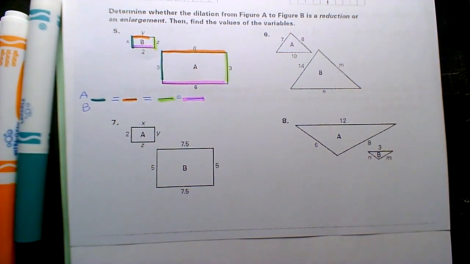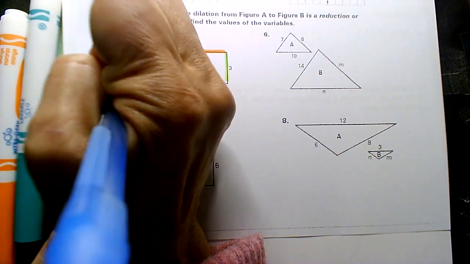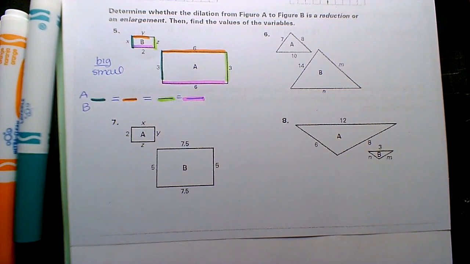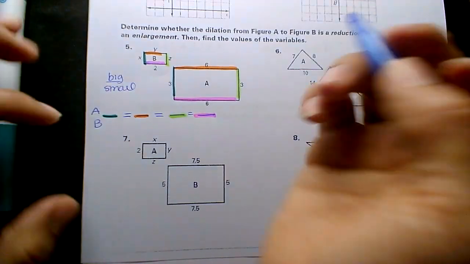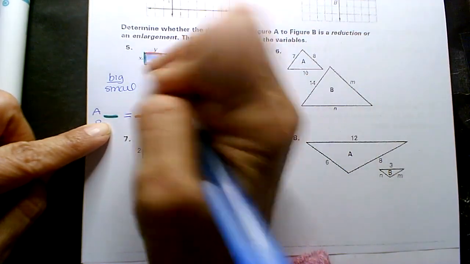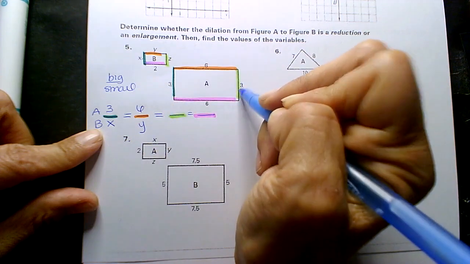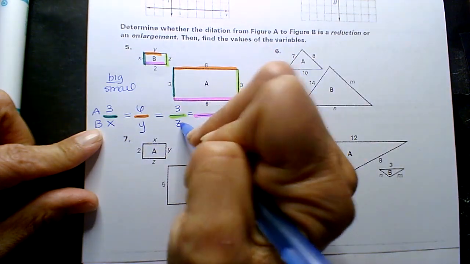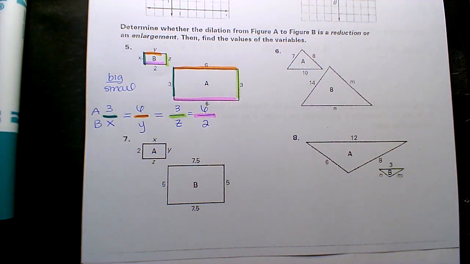Okay, I want from A to B, so that means this is going to be big over small, right? The A figure is a larger size rectangle. Okay, if I set this up, you want to stay in order. You want to commit. So green, it would be 3 over x, 6 over y, 3 over z, and 6 over 2. And so you want to keep that order.